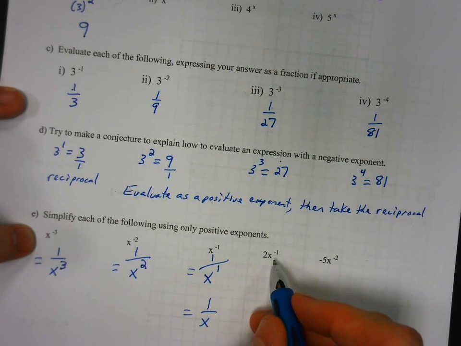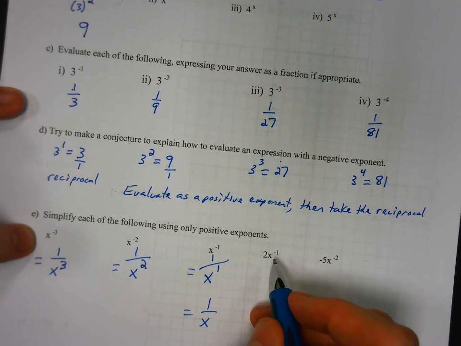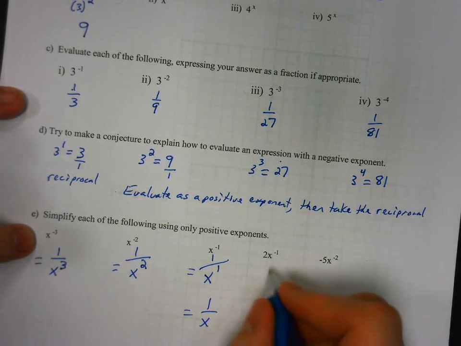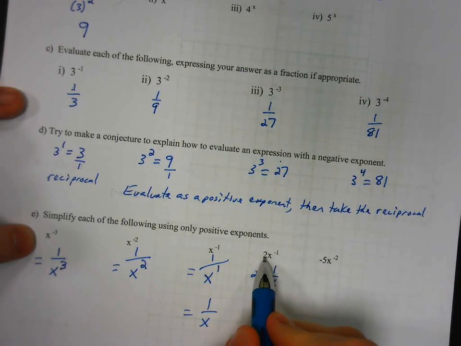Now, 2x to the negative 1. Well, now you be a little bit careful, because the negative 1 is only with the x, it's not with the 2. So now, you would take the reciprocal of x to the first, and remember, that would be 2 times 1 over x. Again, it's because the negative 1 is not with the 2, it's with just the x.